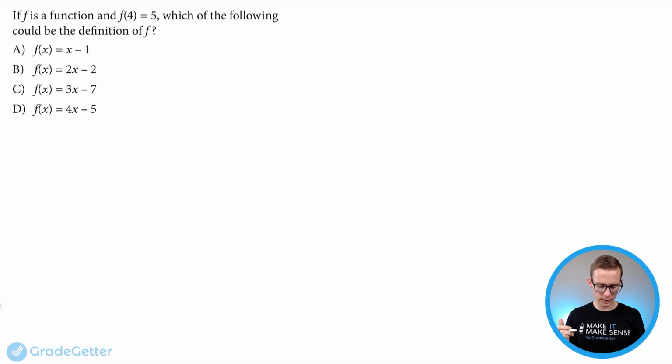Question number 3 says that if f is a function, so f is a function and f of 4 equals 5, which of the following could be the definition of f? Now, for this problem, I'm not going to use the find given technique.